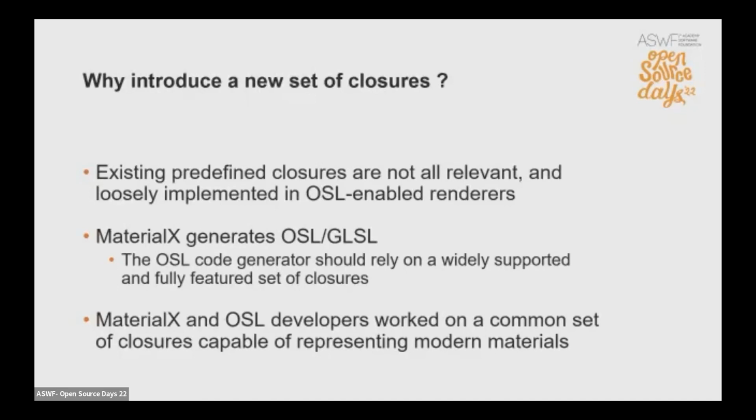So the problem with the existing predefined set of closures in OSL is that not all of them are relevant. I think we still have a Gouraud closure in there, which we haven't seen in the wild for a long time. Therefore, that set of closures is loosely implemented in OSL-enabled renderers. Not everybody supports everything, and it's hard to have a full picture of what is supported.